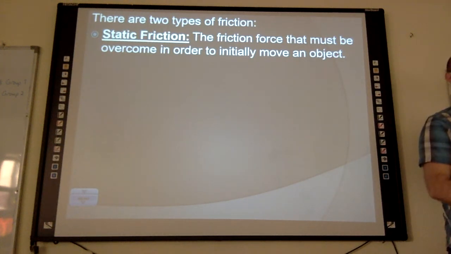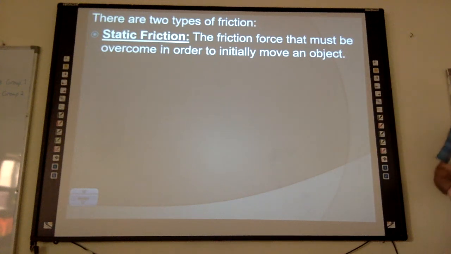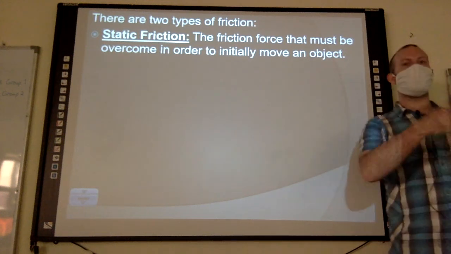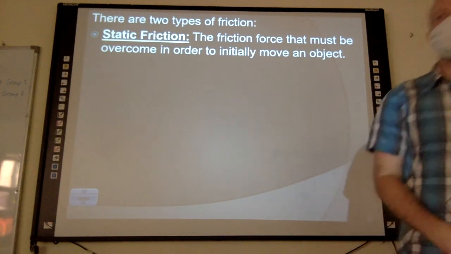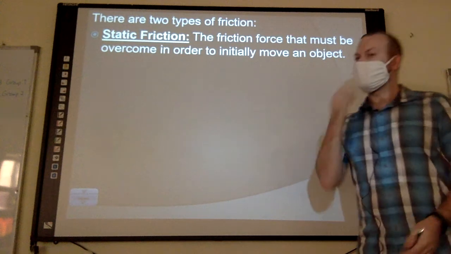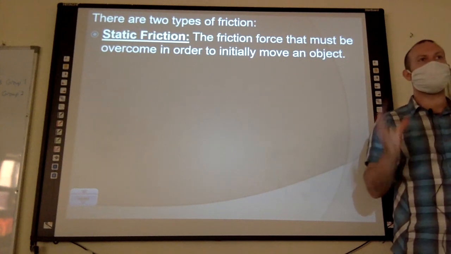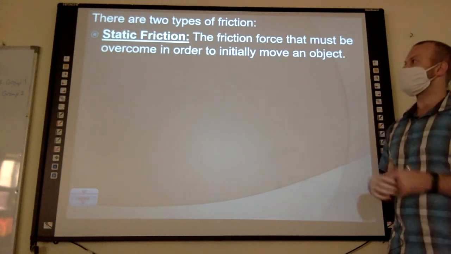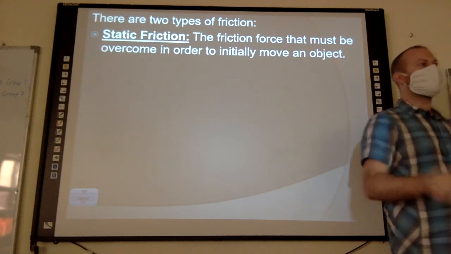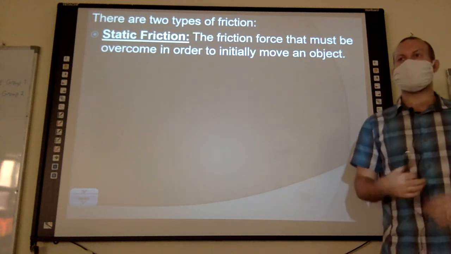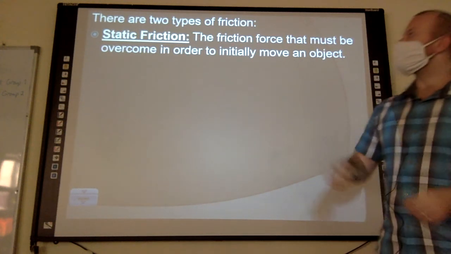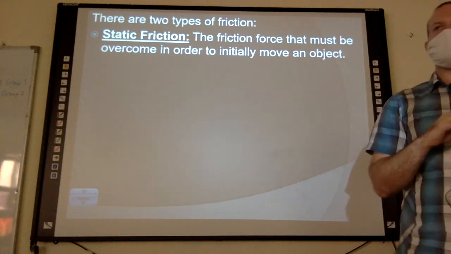So static friction means exactly what static is. If something is static, it's not moving. So static friction is the friction force that occurs when you're trying to overcome an object sitting still. So everything on my desk, static friction. It's not moving, so therefore it is static. If I want to get an object to move by applying a force on it, I need to overcome this static friction.